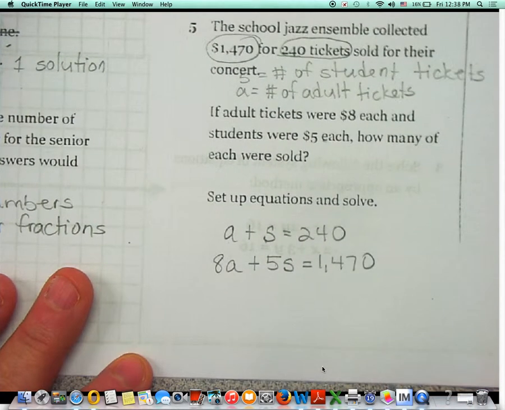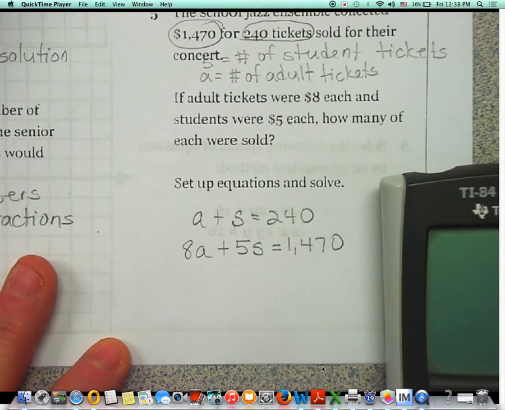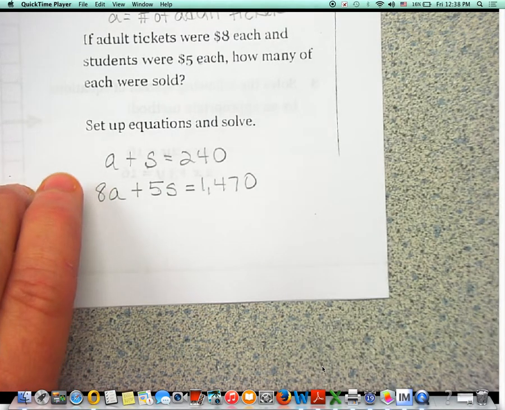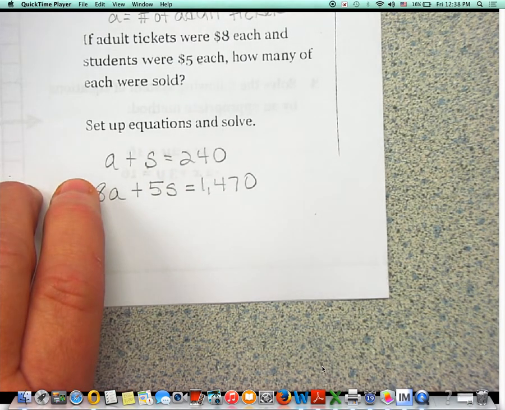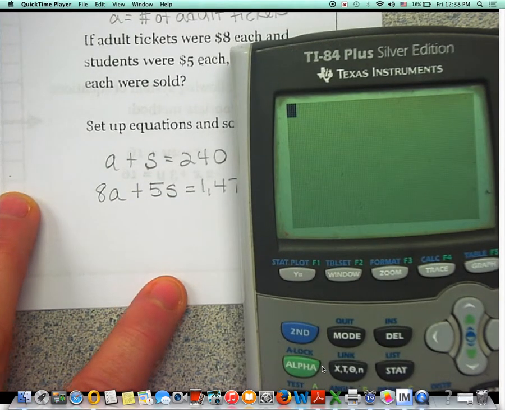This time I'm going to go ahead and solve it using matrices. I think it's probably the best one for making the least mistakes, but you could use elimination and multiply everything by -5 or -8. Okay, but I'm going to go ahead and do matrices.